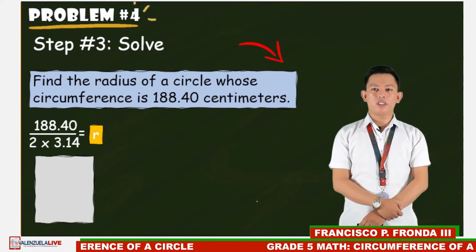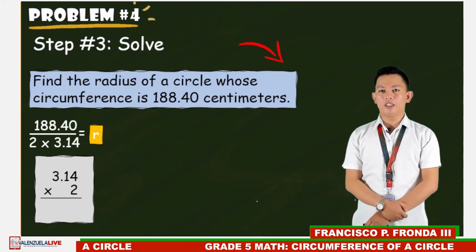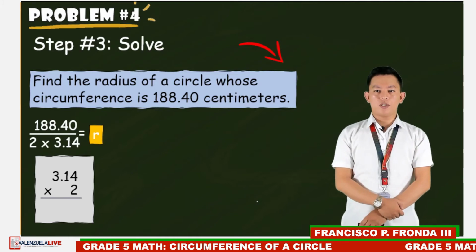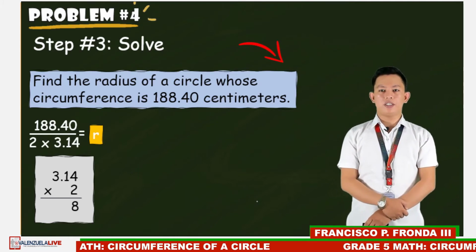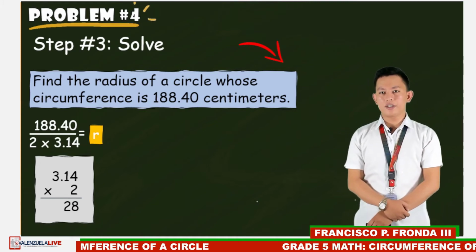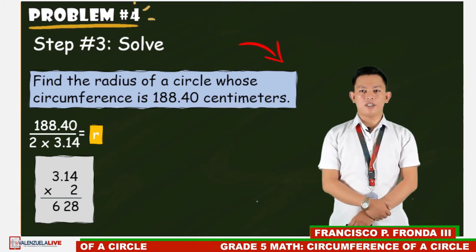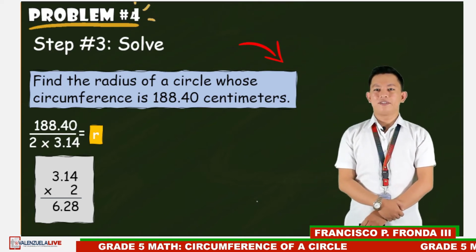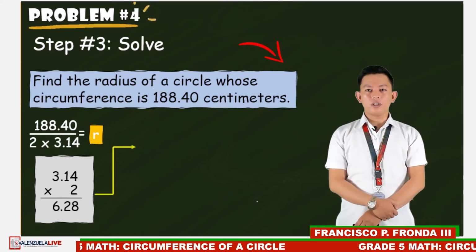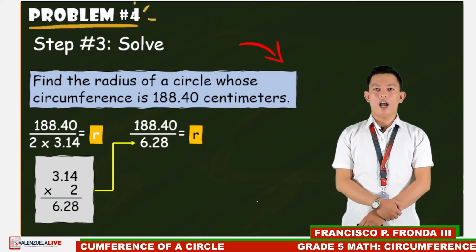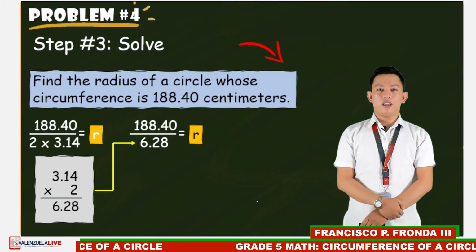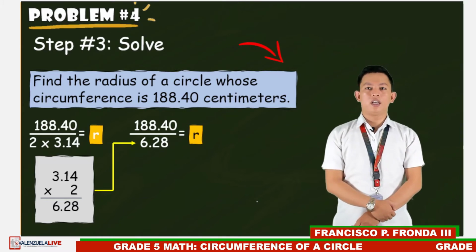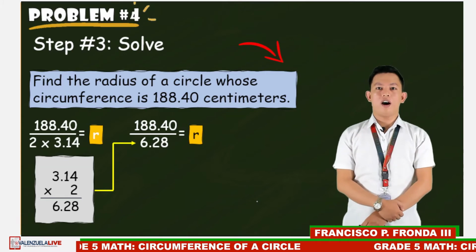Now, let's multiply first 3.14 by 2. So, 3.14 times 2, 2 times 4, the answer is 8. 2 times 1, the answer is 2. 2 times 3, the answer is 6. Then take note, write the decimal point. Okay, now, we have 188 and 40 hundredths over 6 and 28 hundredths is equal to r.